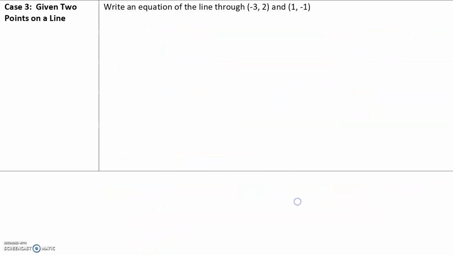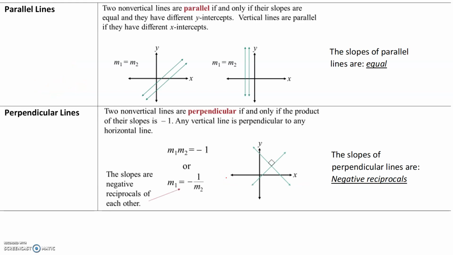All right, last thing. Well, sorry, this is going to be done in class, so we'll do this one together. Now, last thing is parallel and perpendicular lines. Parallel lines are lines that never intersect. So these are examples of parallel lines.